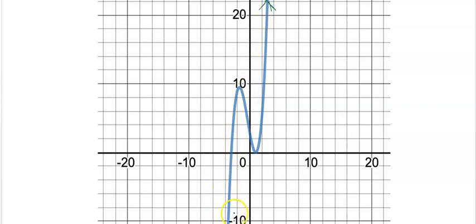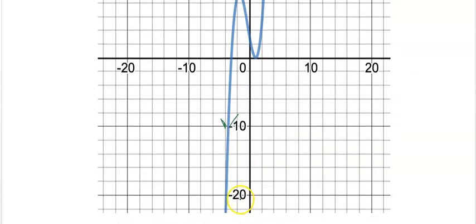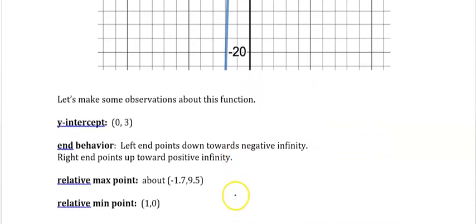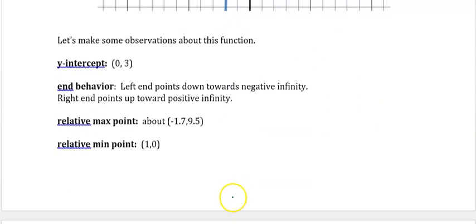The right end goes up towards infinity, the left end goes towards negative infinity, and we refer to that as the end behavior. So when we're looking at these graphs, it's important to see what they do when they stop turning around, and that will become more important in future lessons. And I could have drawn that arrow at the bottom here, but here are the observations I made.